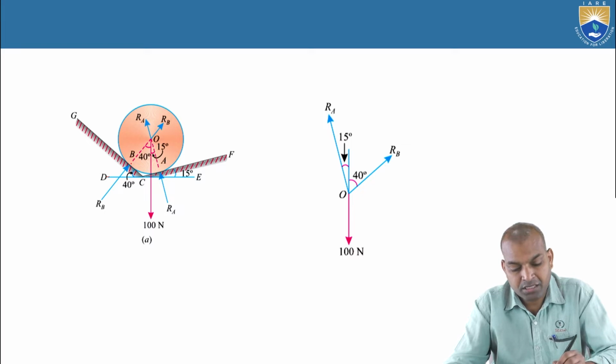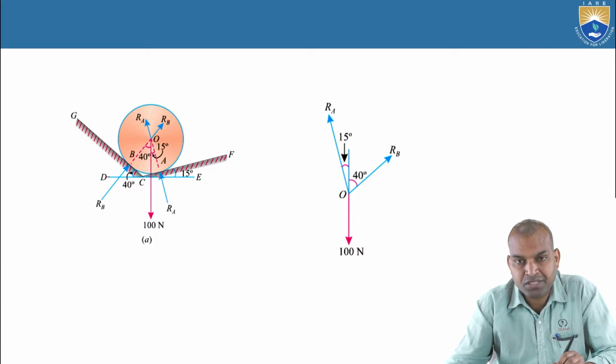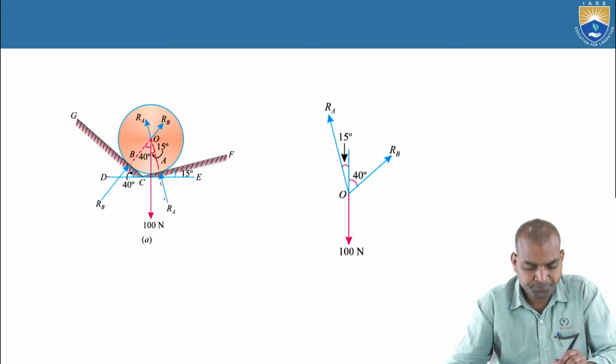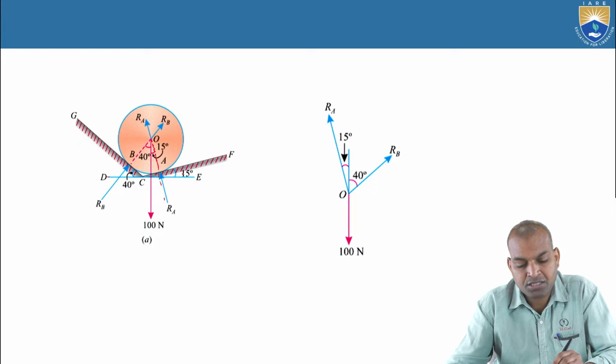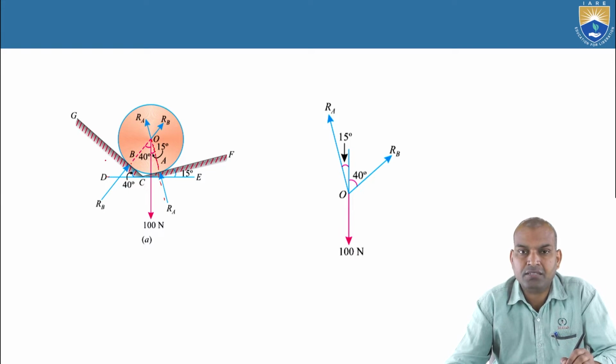Now similarly, this is making an angle of 15 degrees. This RA is a normal line. RA is the normal line to the CF plane, which is its line of action. And this weight is normal to CE. Similarly, the angle between the line of action of RA and this 100 newtons is the same as the inclination of 15 degrees. That is 15 degrees.